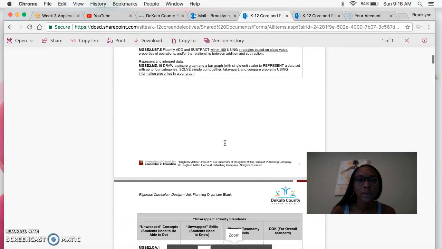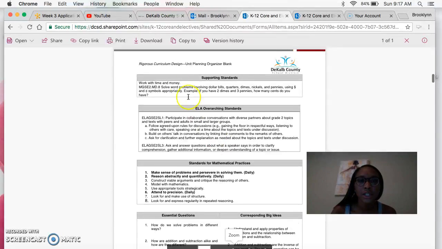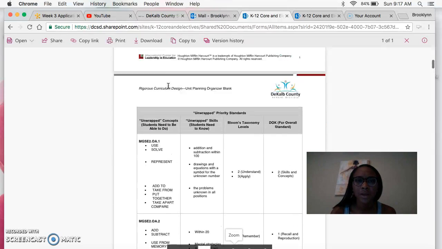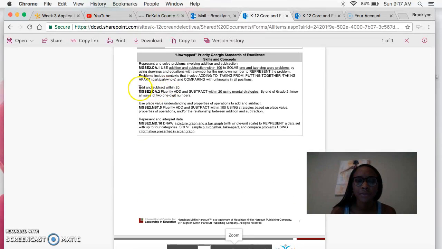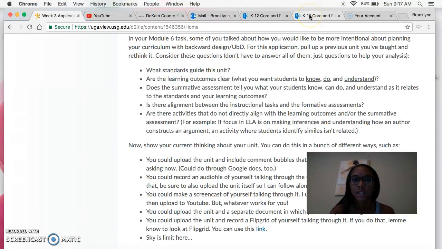With unit 2, it also says that you're supposed to work with time and money, and that's the supporting standard. However, when you go to the unit planner down at the bottom, because they planned the weeks out for you, time and money is not really in unit 2. And unit 2 also says that you can add and subtract within 20. So that's where we were like, well, no, that's not regrouping, because adding and subtracting within 20, most of the time you don't have to regroup, but sometimes you do. So we were just a bit confused about that. Alright, so the first question, what standards guide these units and our learning outcomes?